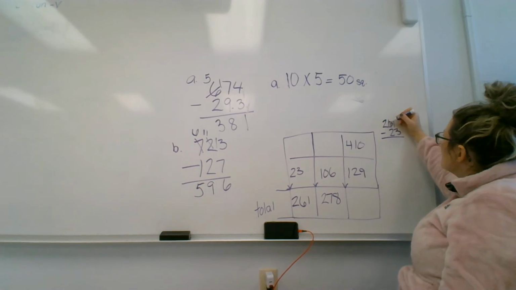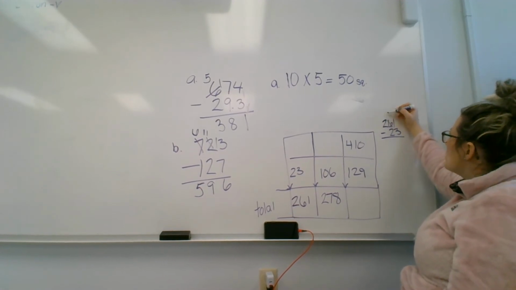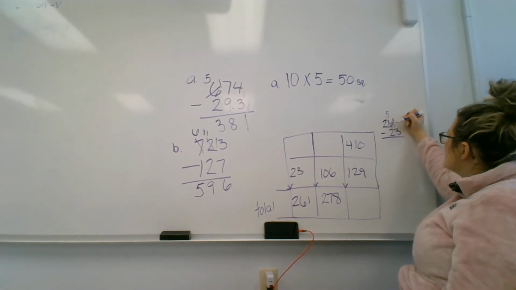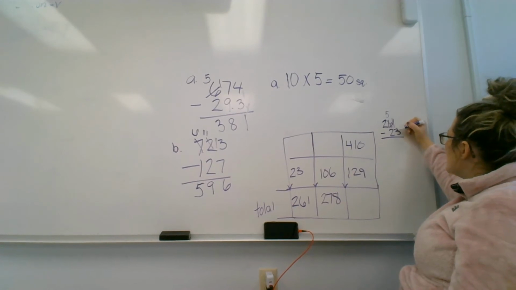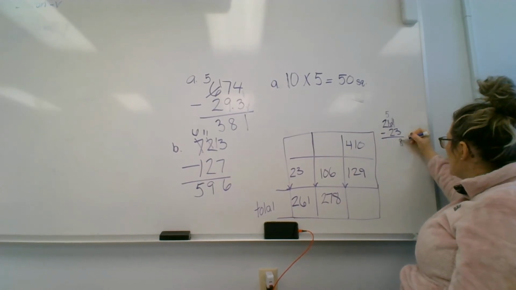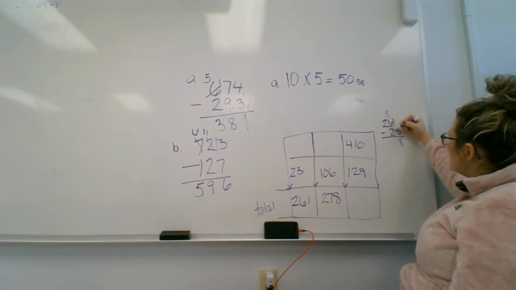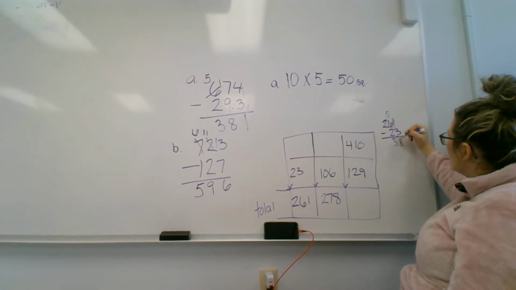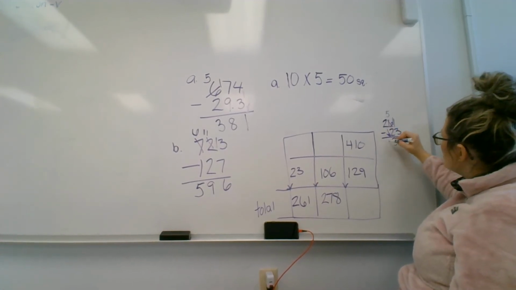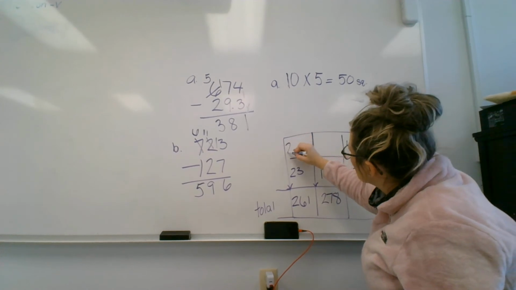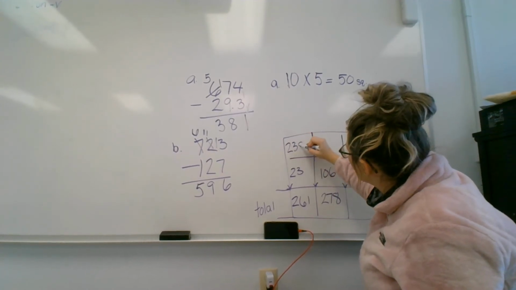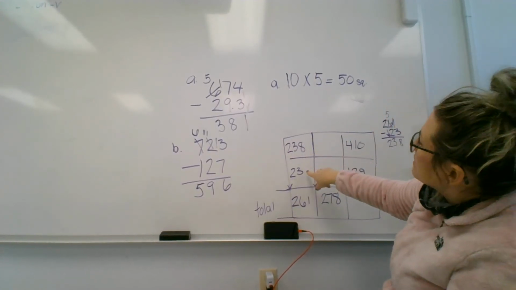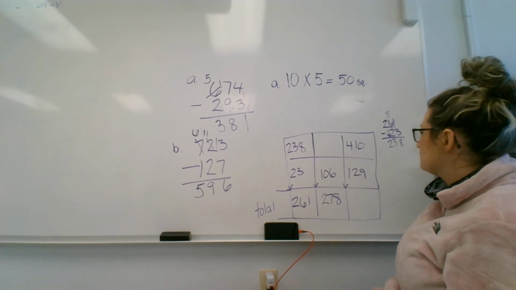So 3, can't do it. 6 minus 1 is 5. So now I have 11 minus 3, 11, 10, 9, 8. 8 on this side. 5 minus 2, 5, 4, 3. And I'm just going to bring that 2 down. 238 is my other small number. So now I know that 238 plus 23 is 261.